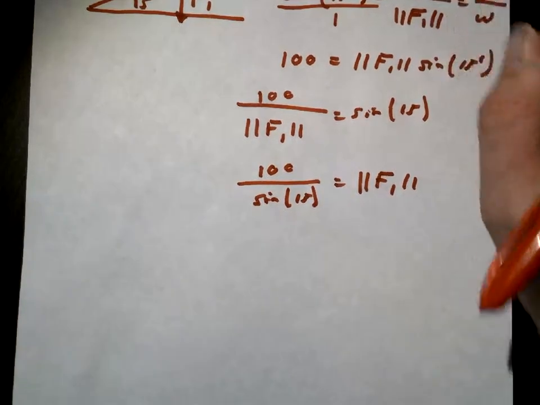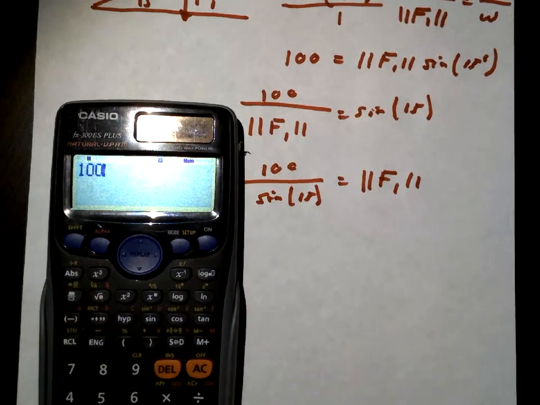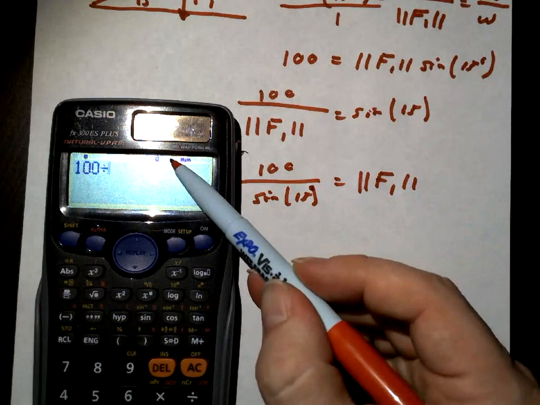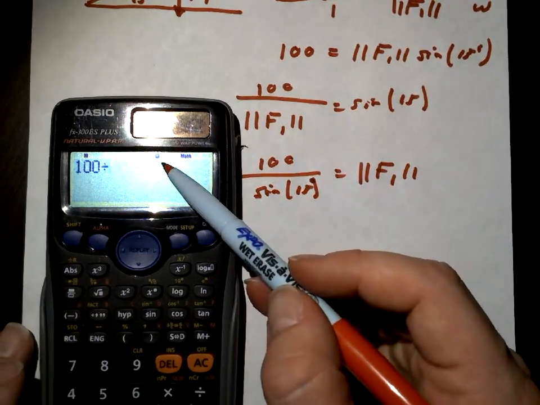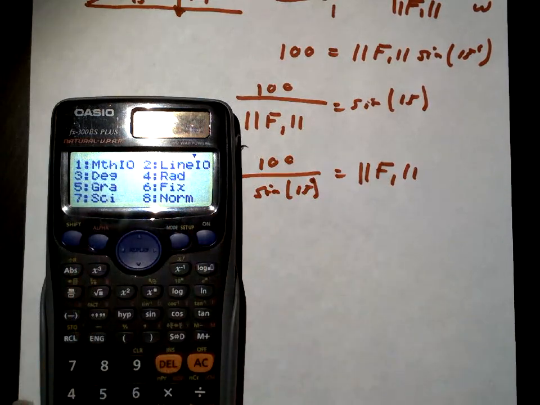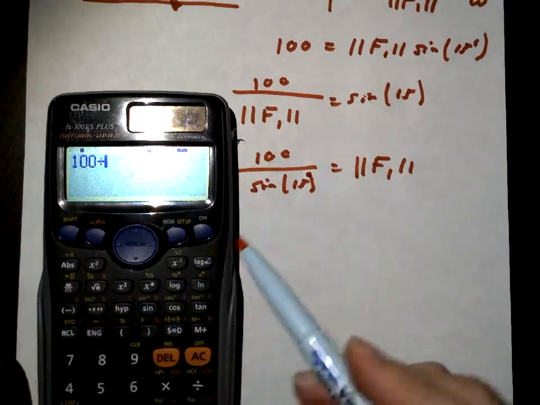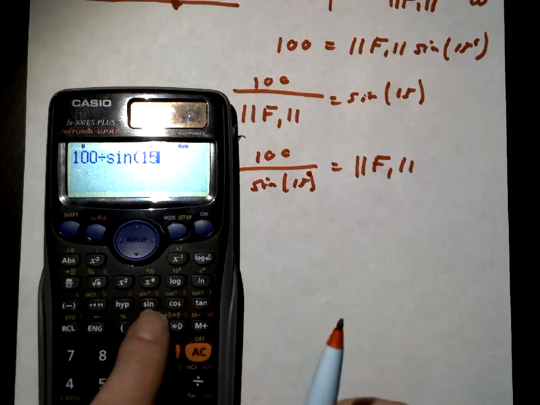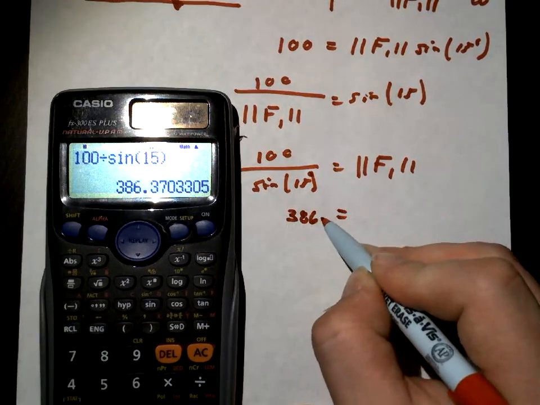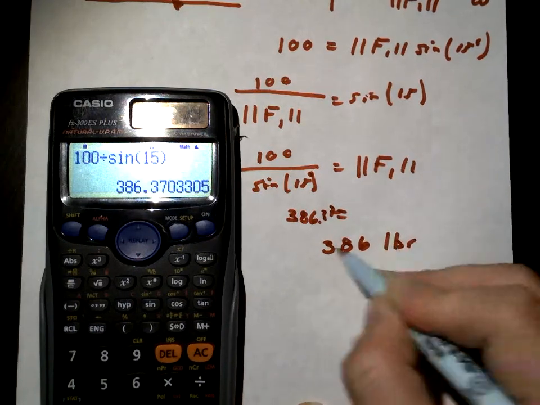If you want me to show you how to do the math, I can. On any kind of calculator, you're going to go 100, divide, and it's in degrees. Make sure your calculator's in degrees; mine's in radians, so I'm going to change that. Usually on most calculators, you just go to mode, and it should say degrees and radians. I'm going to hit 3, so now it's in degrees. Then I'm going to be very careful and hit sine of 15 degrees. That's about 386.37 pounds. So I'm going to go 386 pounds that crate weighs.